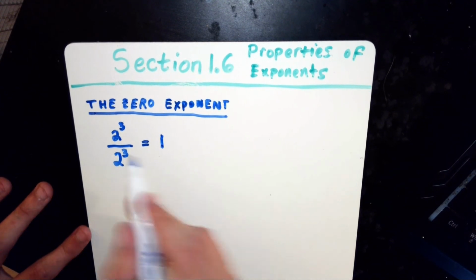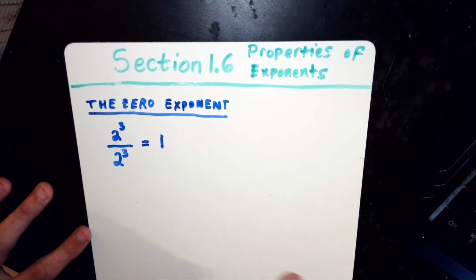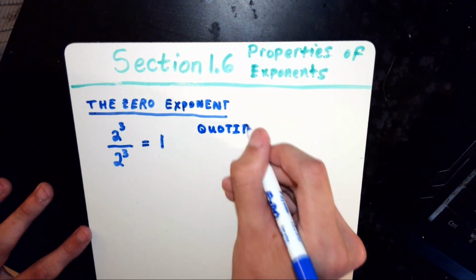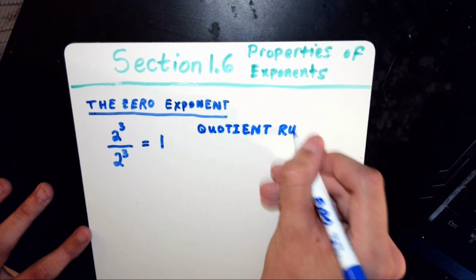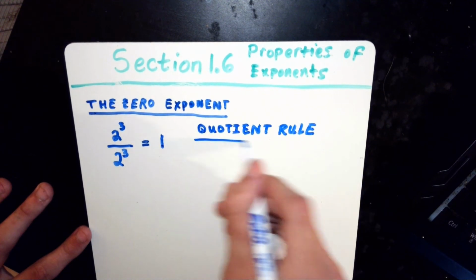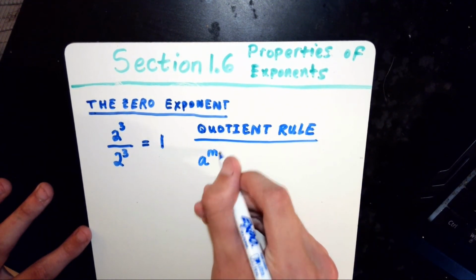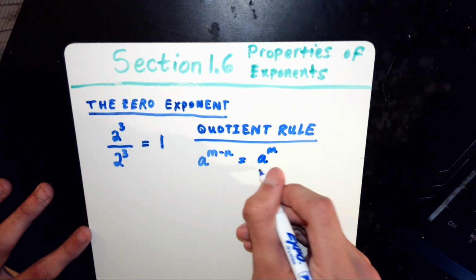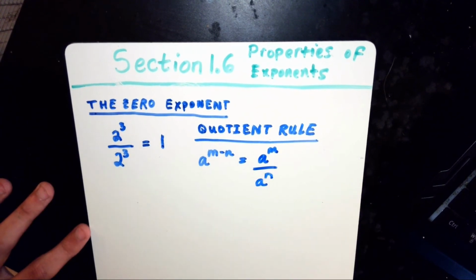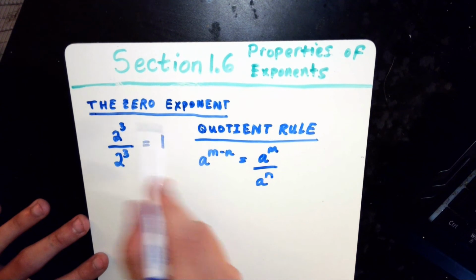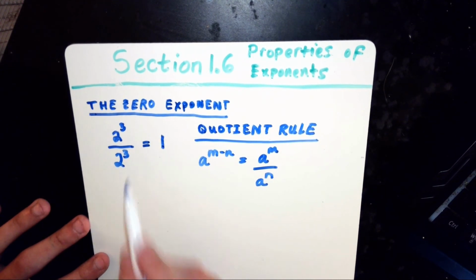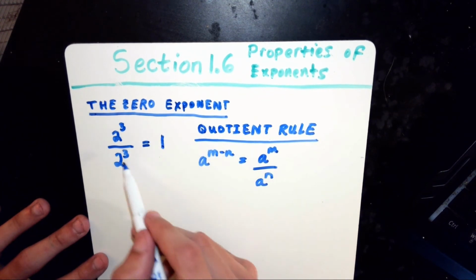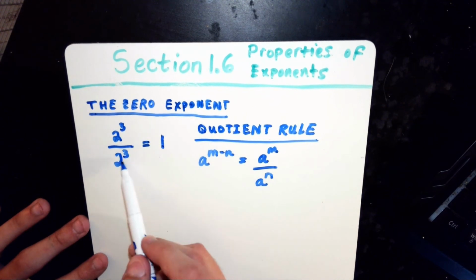But now, let's think about that same exact problem, but instead we're going to use the quotient rule we just developed. I'll just recap what that is. The quotient rule says that a to the m over a to the n is the same thing as a to the m minus n. So coming back to this, let's think about this problem in terms of the quotient rule. We're in this situation where m and n are both 3.